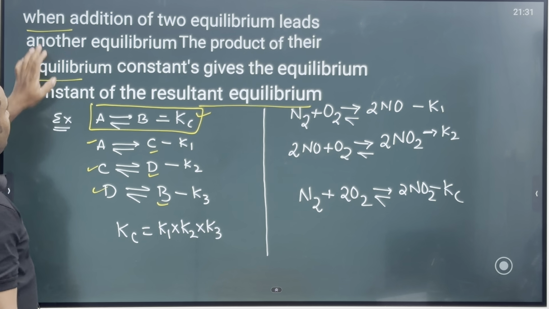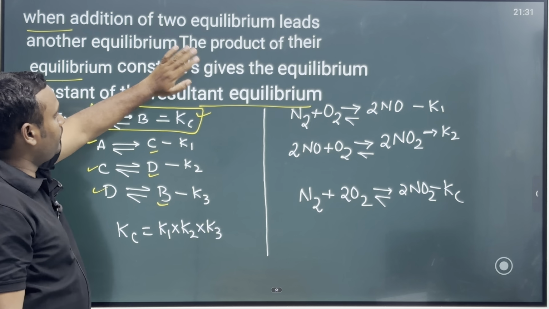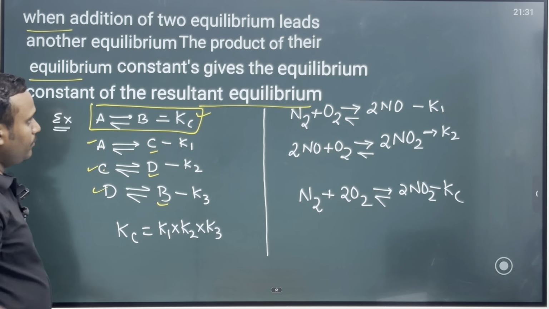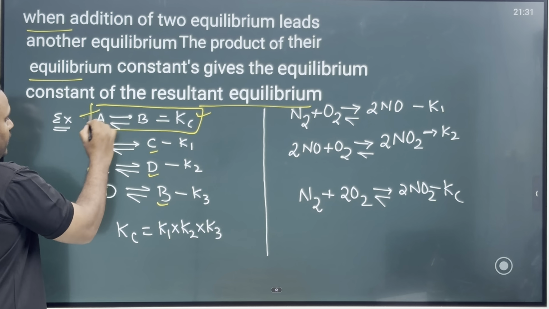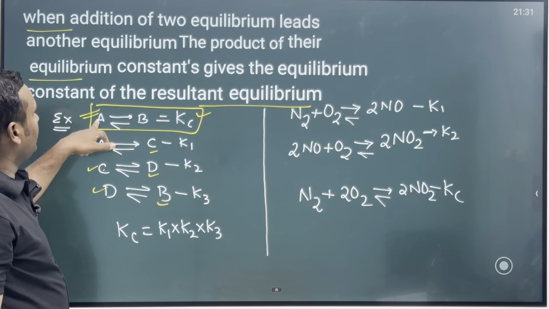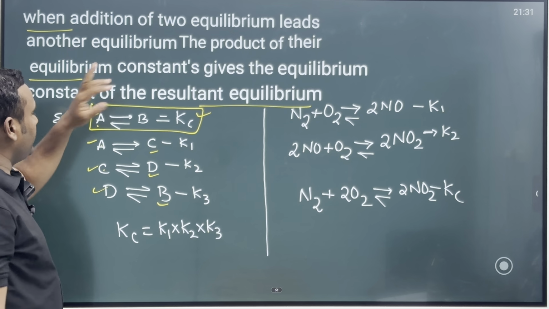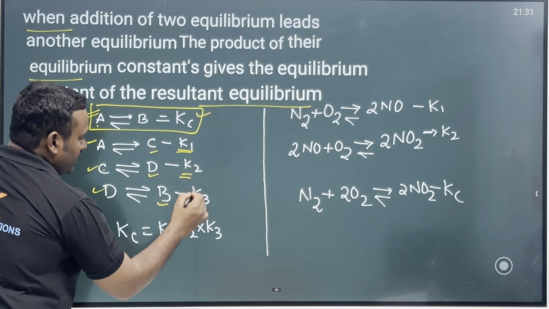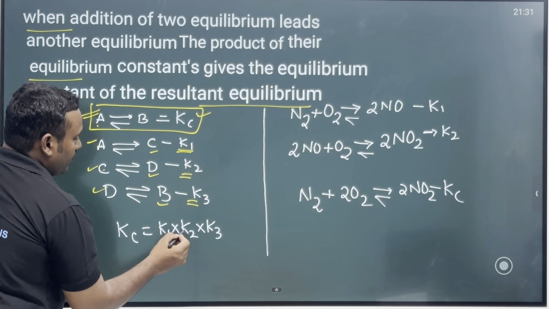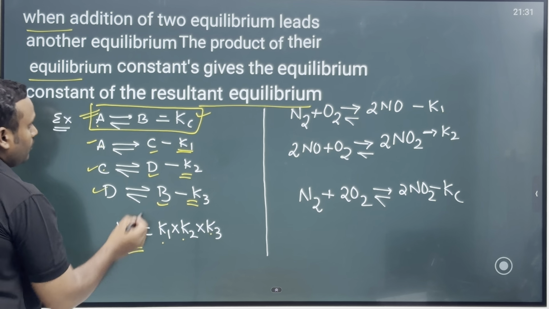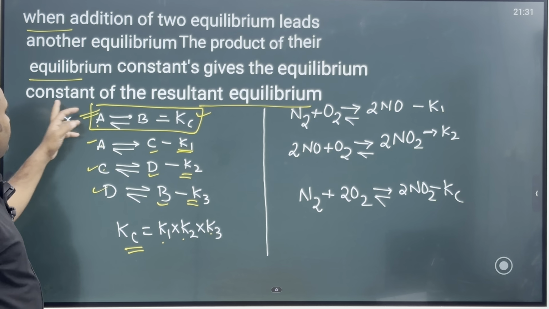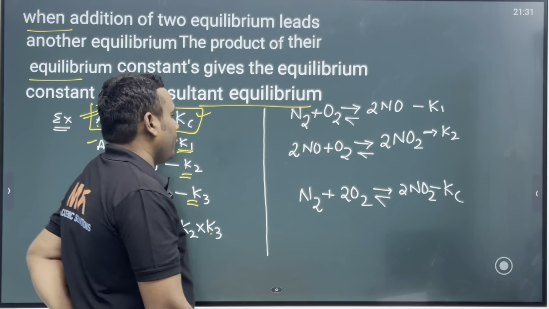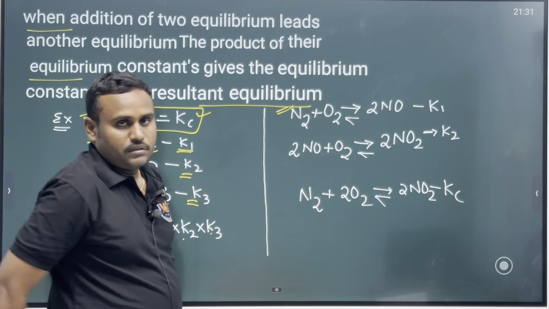So when the addition of two or more equilibria leads to another equilibrium, the product of their equilibrium constants, meaning we will multiply them, the product of all these equilibrium constants K1, K2 and K3, is equal to the equilibrium constant of the resultant equilibrium.